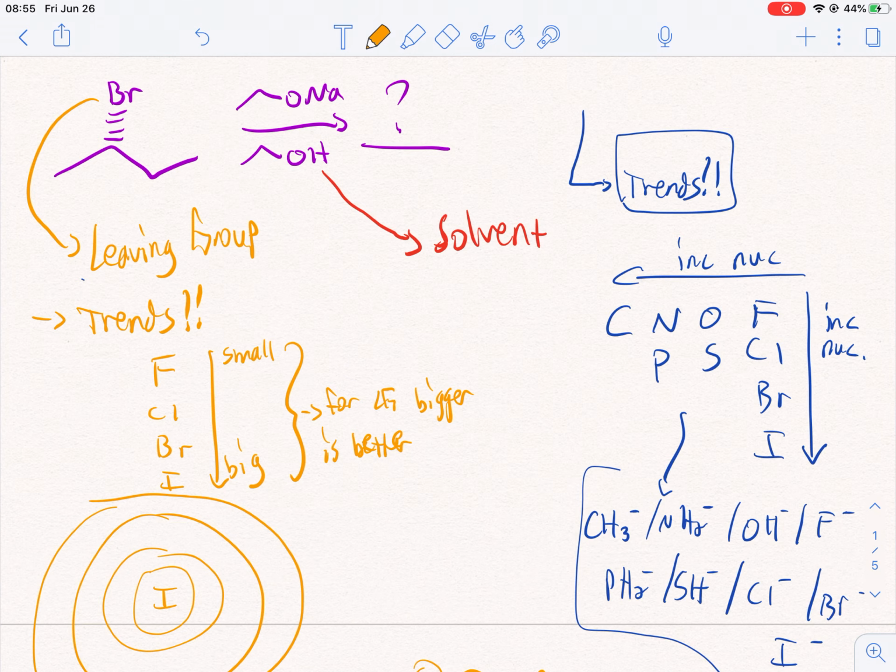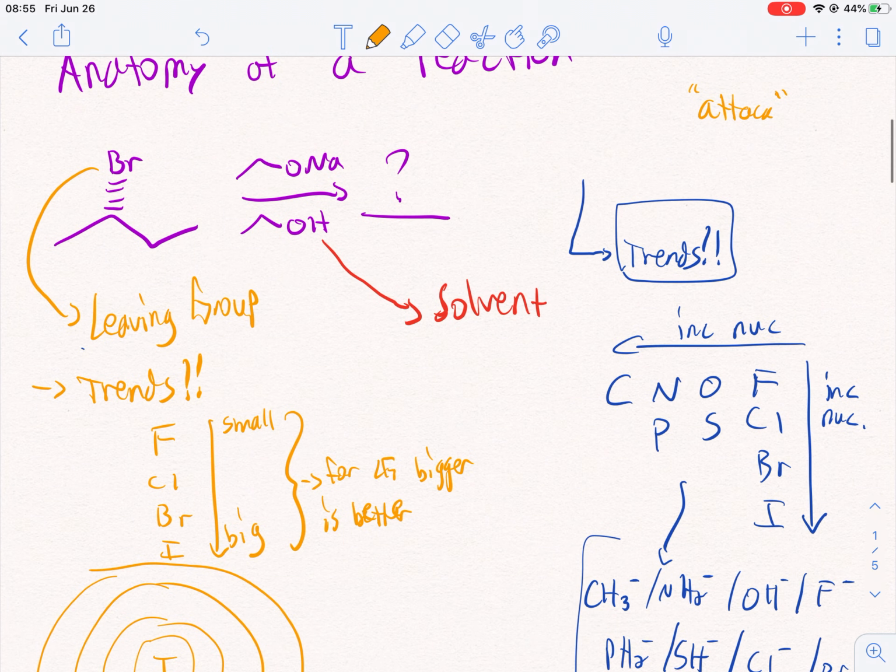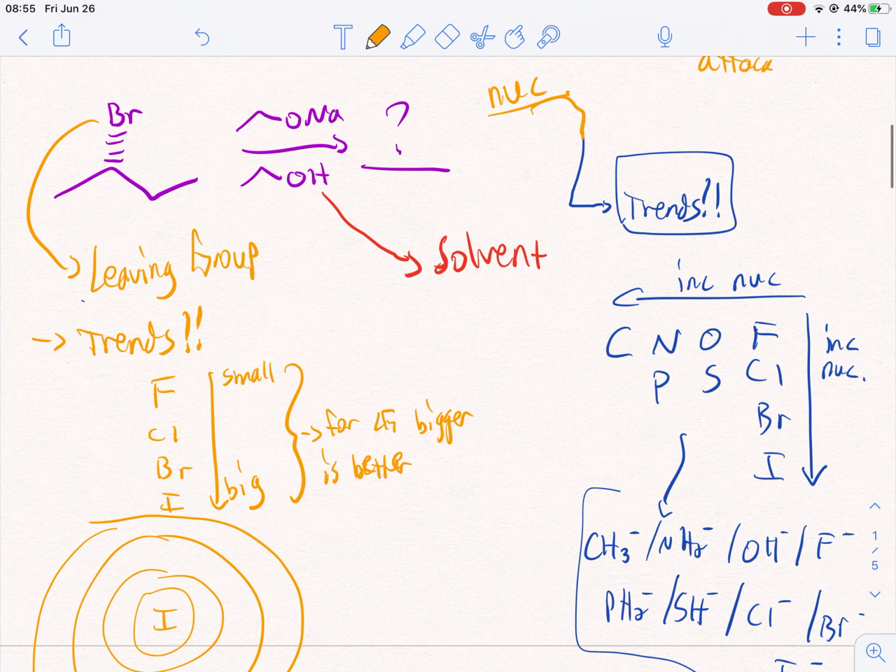So leaving group. Both of these things have trends, actually. I don't know why I erased this. I'll just say nuke for short. Nucleophile and leaving group have what's called trends, okay, and these trends are really important, and honestly, it's like a little cheat sheet you can use for your exam. And these trends are all in the periodic table. Okay, you don't have to memorize these, but it'll make your life easier.